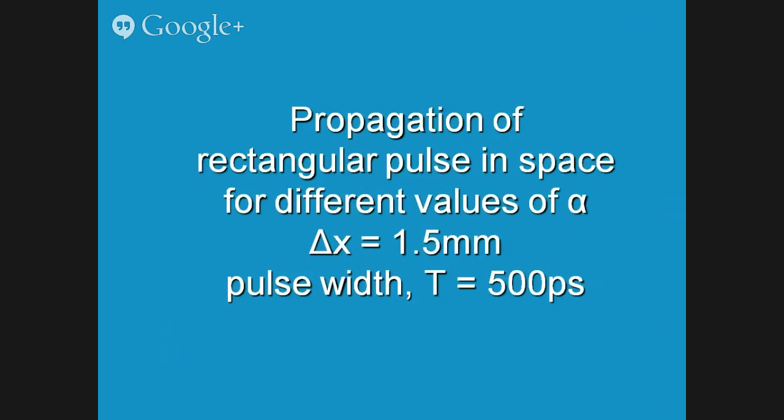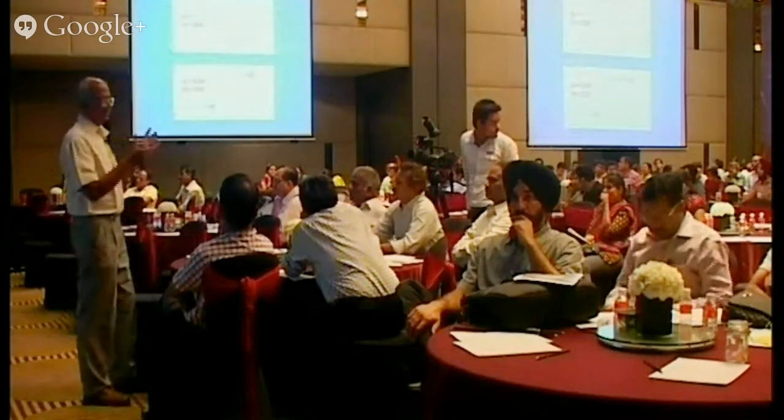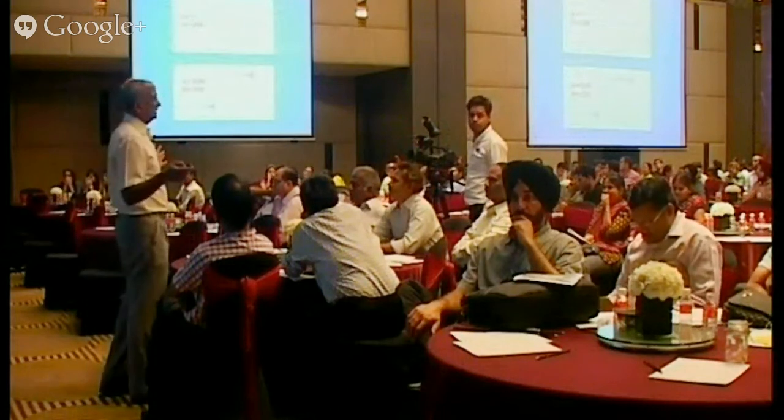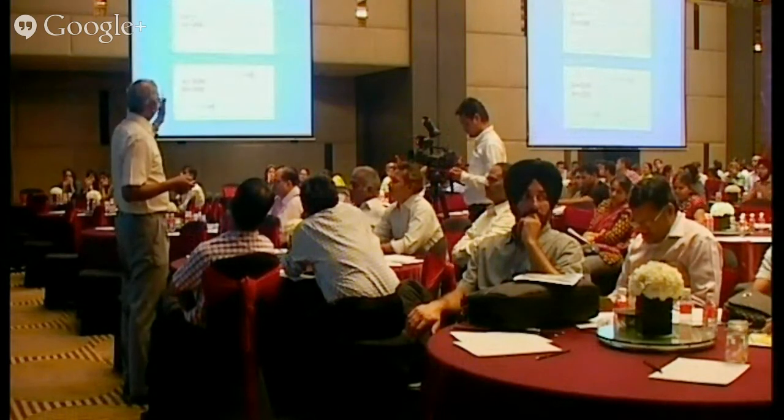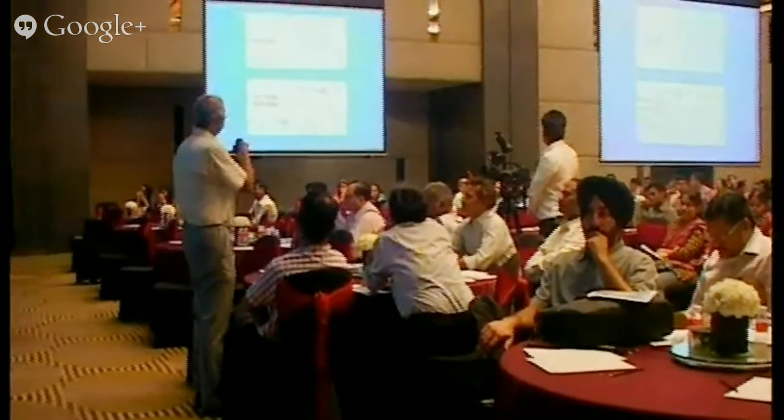Now first we are taking an example: the propagation of a rectangular pulse in space for different values of alpha. Delta x is equal to 1.5 millimeter, pulse width 500 picosecond. For example, we have a one-dimensional problem. We have a grid, just like we were talking about the discretized one, and we have nucleated a rectangular pulse. We are first taking the case of alpha equal to 1, which is the magic time step, and the pulse width is shown there.